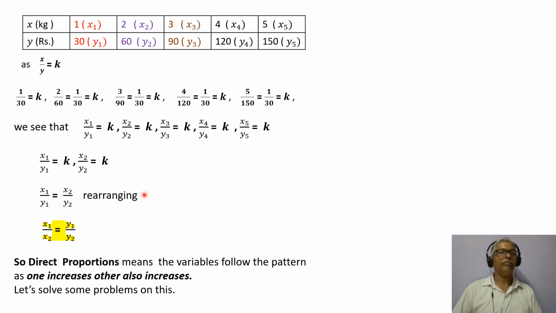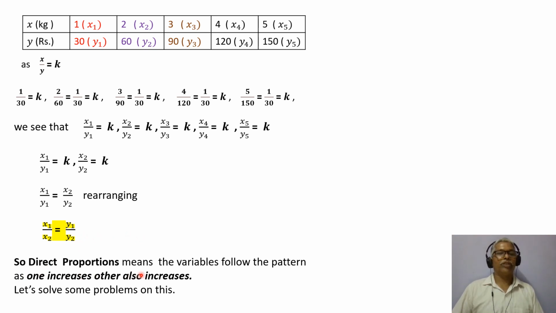Okay, so ultimately we arrived at this equation. Now we are rearranging and bringing this x1 on one side, this will go down by cross multiplication. So x1 upon x2 is equal to y1 upon y2 is the final expression.